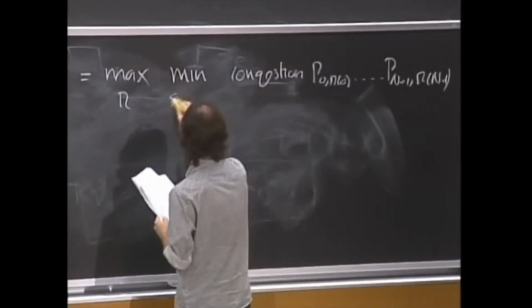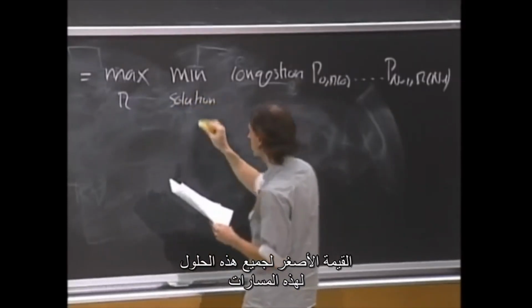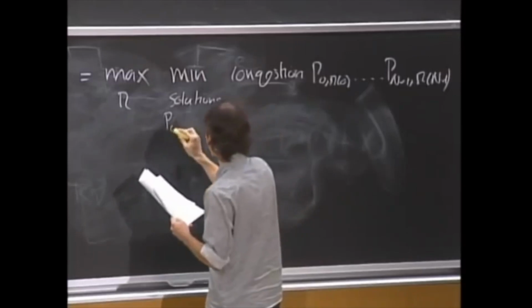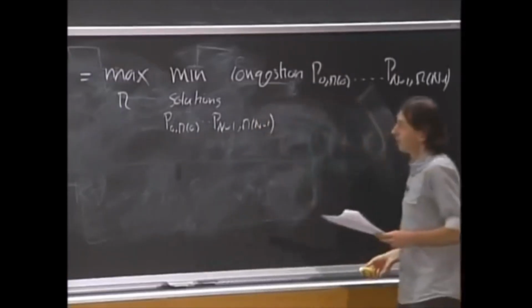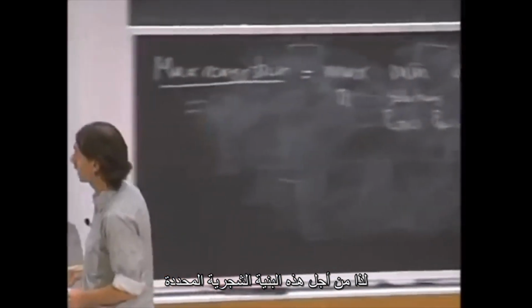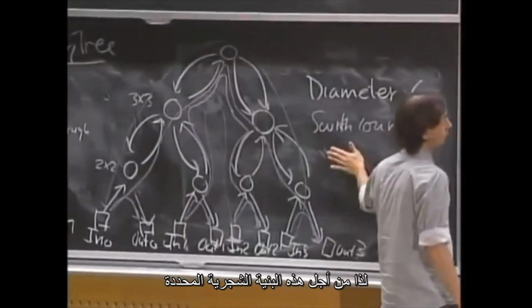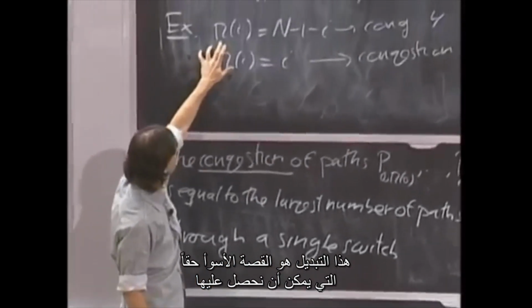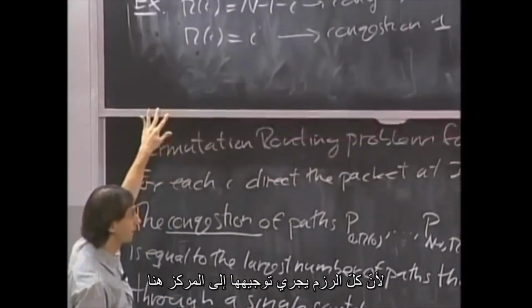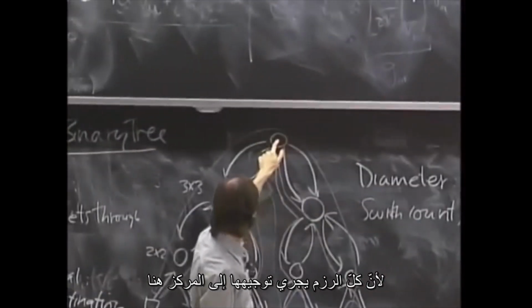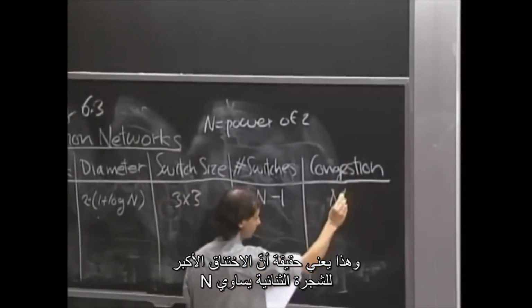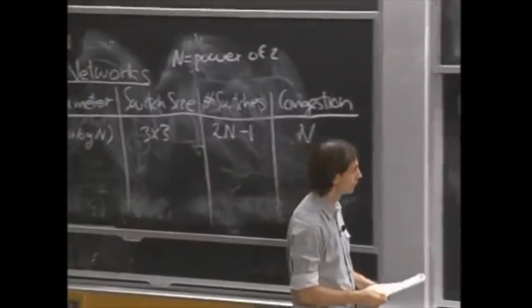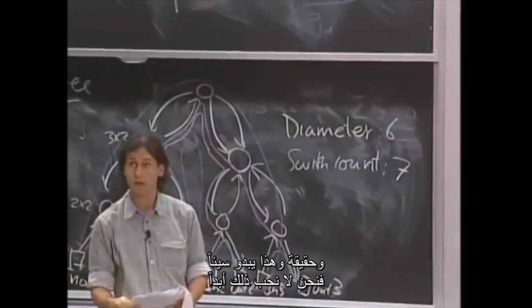So the minimum over all solutions for these paths. For this particular tree structure, this permutation is really the worst case scenario that you can have, because every packet needs to be routed through the center over here. And it means that our maximum congestion for an arbitrary tree is actually equal to n. So now that looks really bad, actually. We don't like this at all.